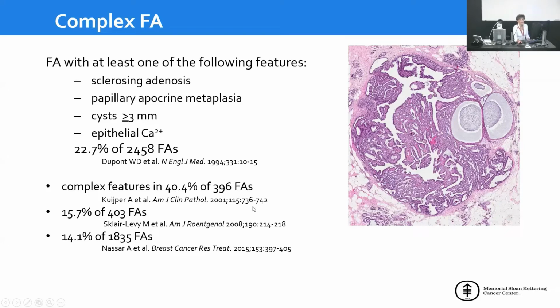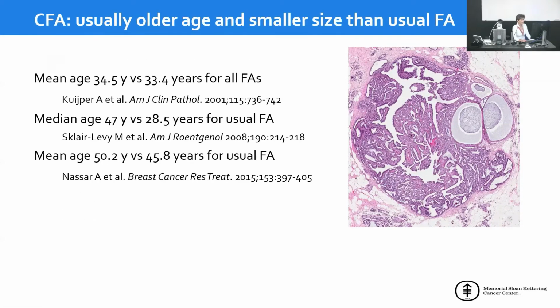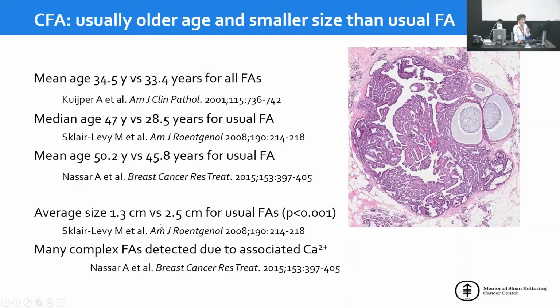So it's important to be aware of the possibility that complex features might be present in a fibroadenoma. In particular, some studies have found that complex fibroadenoma usually occurs in patients who are a bit older than the usual patients with usual fibroadenomas. And also the size tends to be smaller, nearly half the size of a usual fibroadenoma. And many times the complex fibroadenomas are detected due to the presence of associated calcifications.